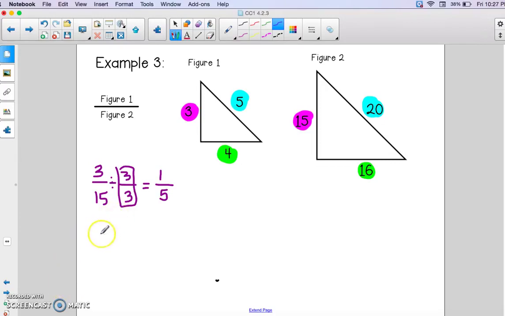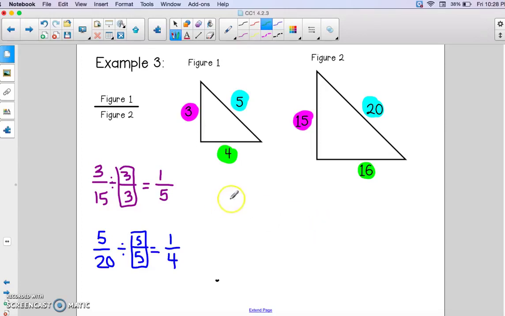Next set of side lengths, I have 5 and 20, figure 1 to figure 2. Figure 1's on top. I need to figure out what number goes inside my giant 1. I know both numbers are divisible by 5, so 5 is going inside my giant 1. 5 divided by 5 is 1. 20 divided by 5 is 4.